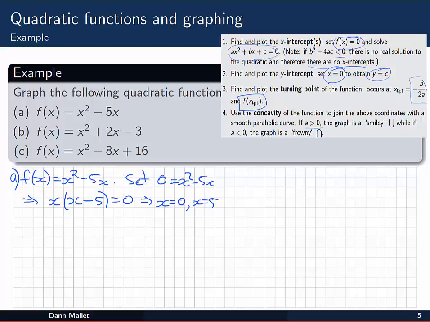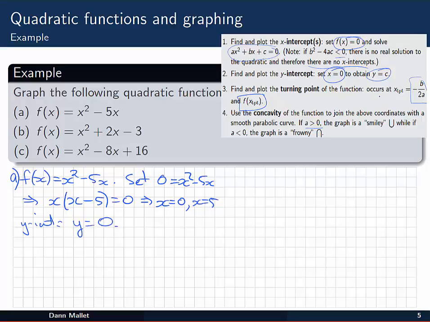Next, we need to find and plot the y-intercept. The y-intercept is just the c value, or the constant from the quadratic. Here there is no c, there is no constant term, only an x squared and an x term. So our y-intercept is going to be y equal to 0.